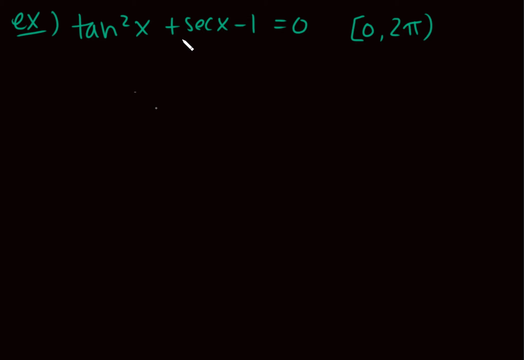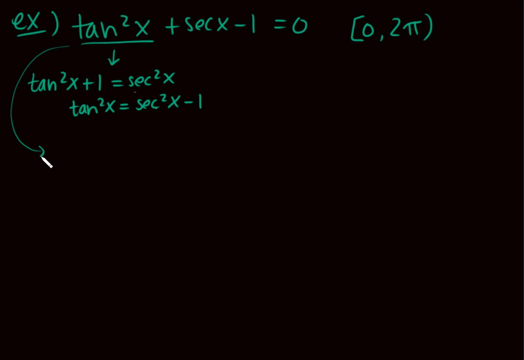So what I want to do here is I notice I have a tangent squared x, and I think to myself, I know that tangent squared plus 1 is secant squared from my Pythagorean identity. And how could I rewrite tangent squared then in terms of secant? I could make it secant squared minus 1. Okay, so what do I get? I get secant squared x minus 1.